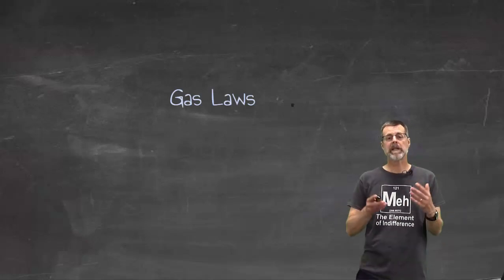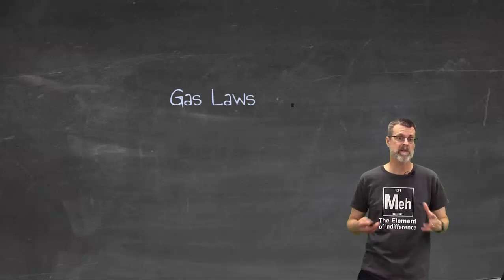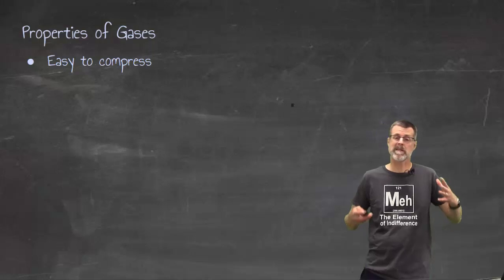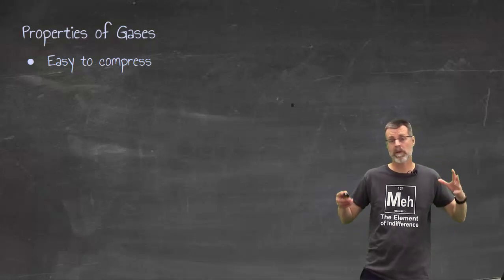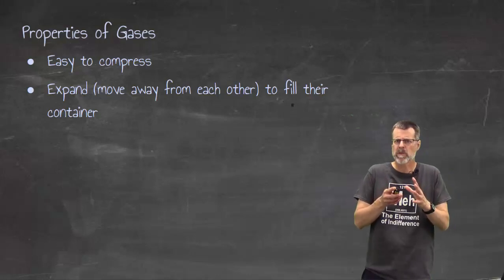Gas laws. These are the mathematical relationships between temperature, pressure, and volume of a gas. So let's quickly review a couple things we know about gases. Number one, they're easy to compress. They're easy to compress because of two things. Number one, large spaces between the particles, and also that we can get those particles to move a lot.